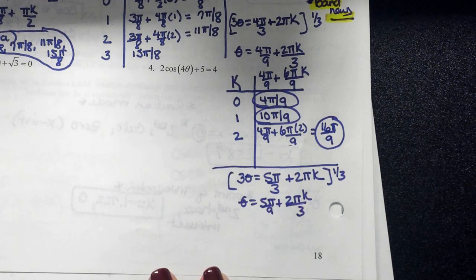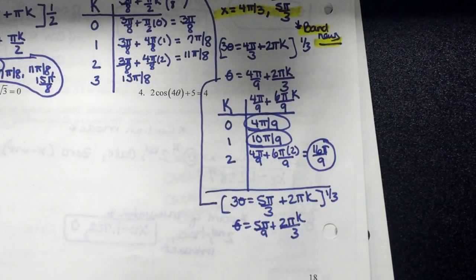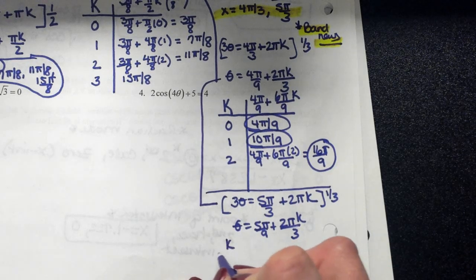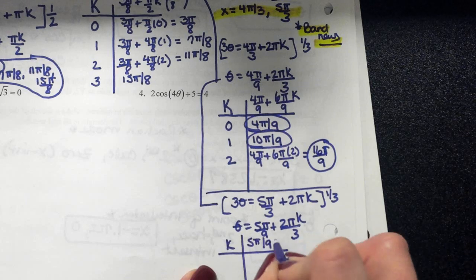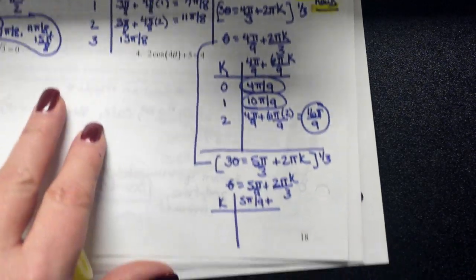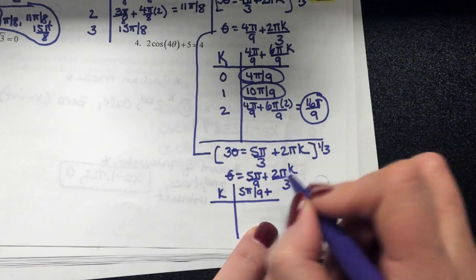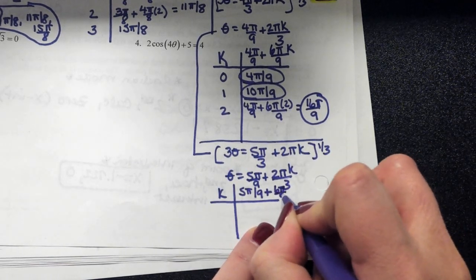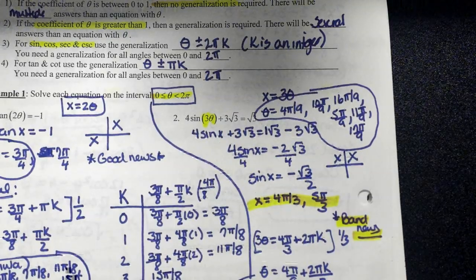Okay? Like I said, not only do you have to consider the first angle, you have to consider the second. So again, you'll make another T-chart. So 5 pi over 9, and again, 2 pi k over 3, you already know what the common denominator is, and that's your 6 pi over 9 times k. You guys go ahead and fill out. All right, so let's take a look at the next one.